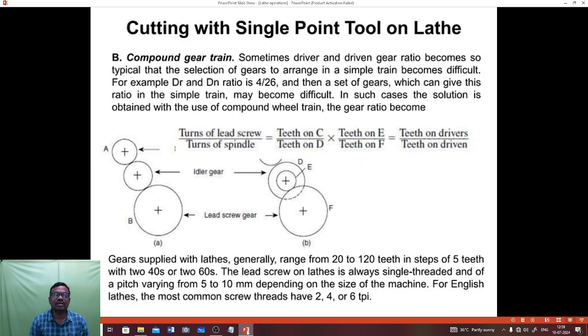Compound gear train. Sometimes the driver and driven gear ratio becomes so atypical that the selection of gears to arrange in a simple train becomes difficult. For example, if the driver and driven ratio is 4 divided by 26, then a set of gears which can give this ratio in the simple train may become difficult. In such cases, the solution is obtained with the use of a compound wheel train. The gear ratio becomes turns of lead screw divided by turns of spindle equals teeth on C, which is indicated in the diagram, divided by teeth on D, into teeth on E divided by teeth on F, equal to teeth on drivers divided by teeth on driven.